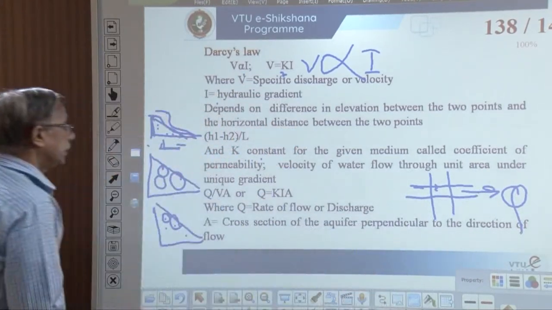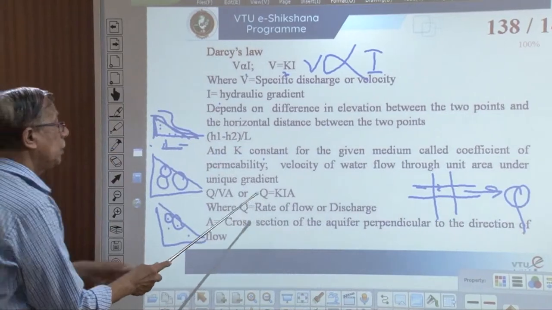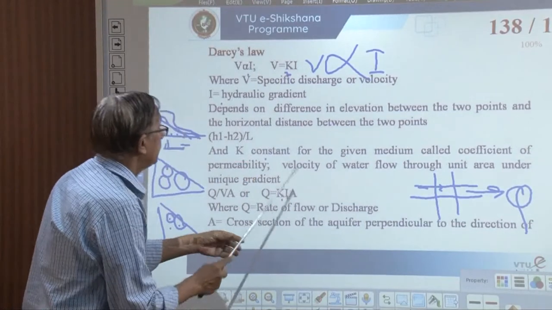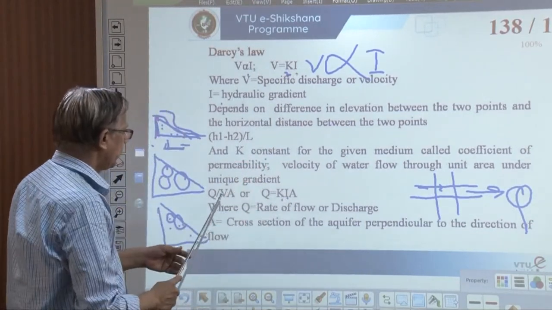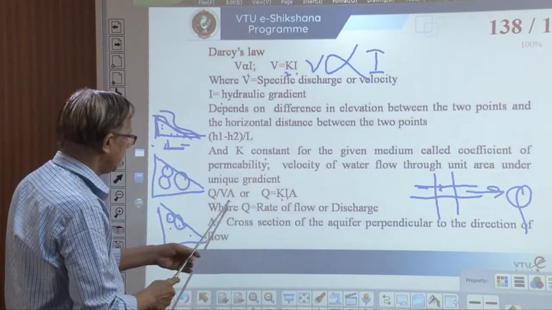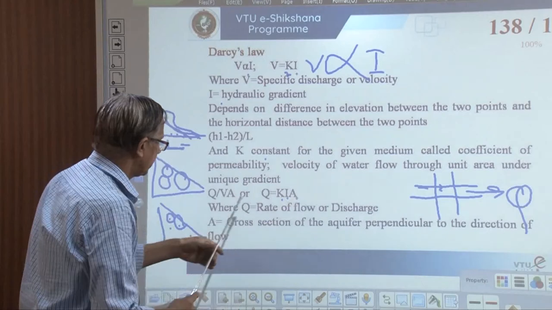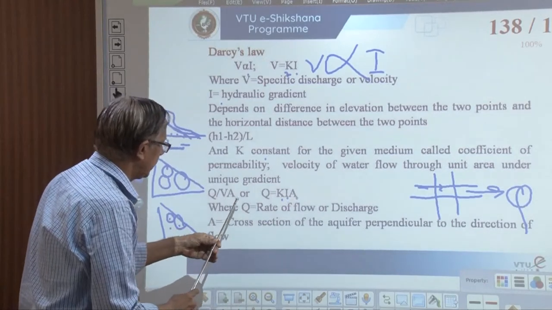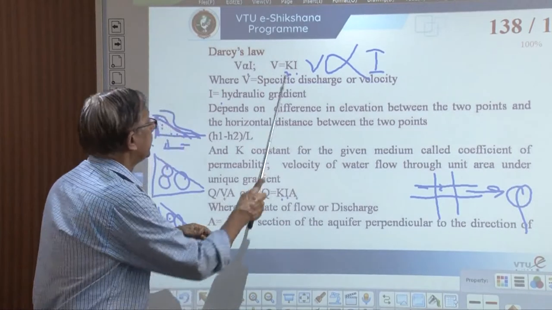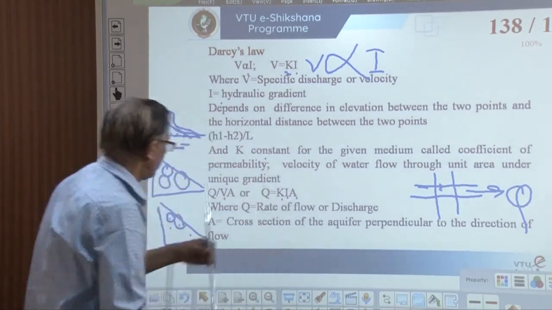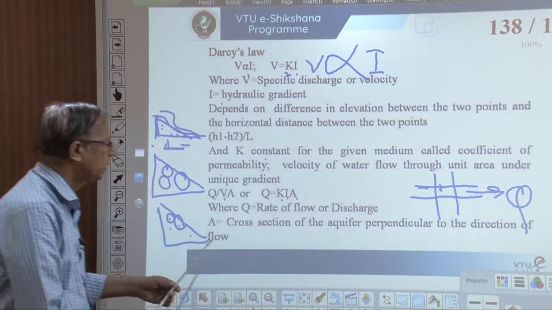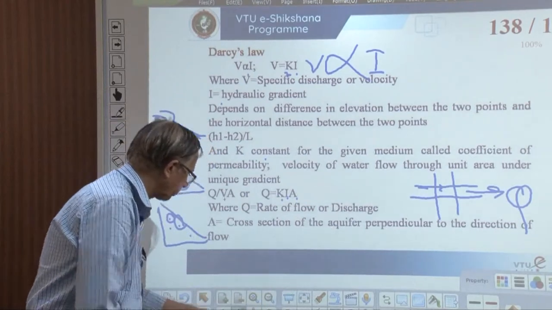flowing through this, that depends on K and I. For a given medium, K and I is nothing but V, and with the cross section area, that is Q equal to V into A. Q is equal to, I substitute the value of V that I have here, that is K I into A. Q is the rate of flow or discharge, A is the cross section of the aquifer.